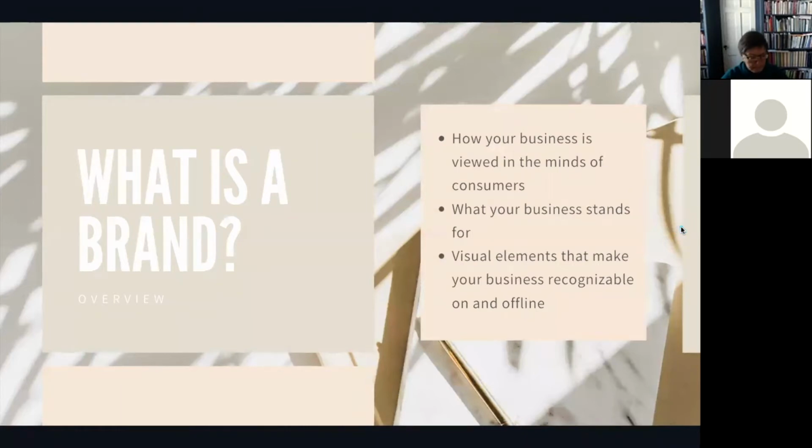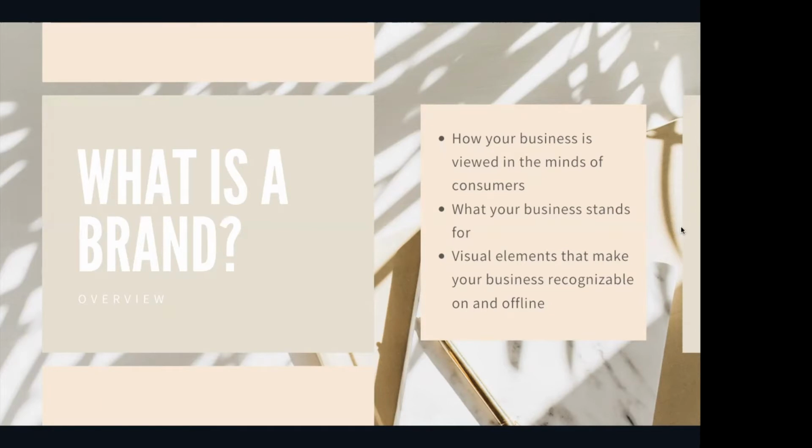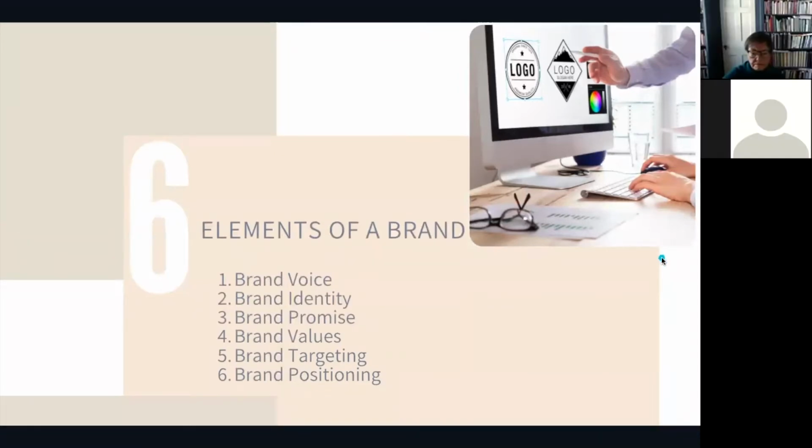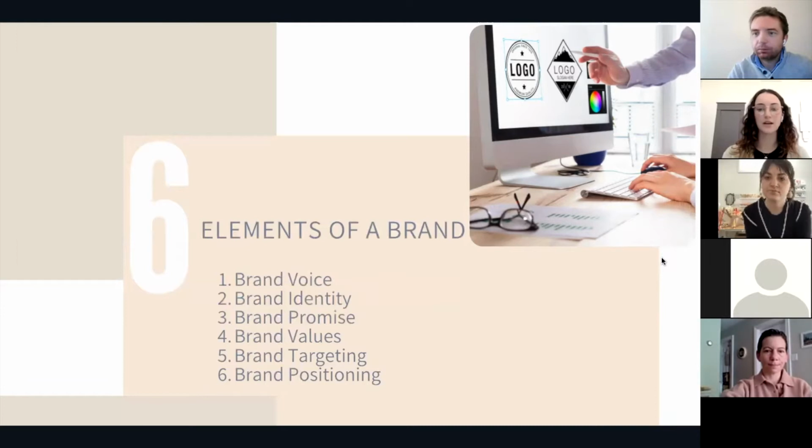So just a general overview of what a brand is. It's how your business is viewed in the minds of consumers. So it's what your business stands for, the visual elements, what it looks like, all of those things put together is what your brand is. So we have 6 elements of a brand. We're going to go over all 6 of them individually. So we have voice, identity, promise, values, targeting, and positioning. And all of these things together will make your brand in general.